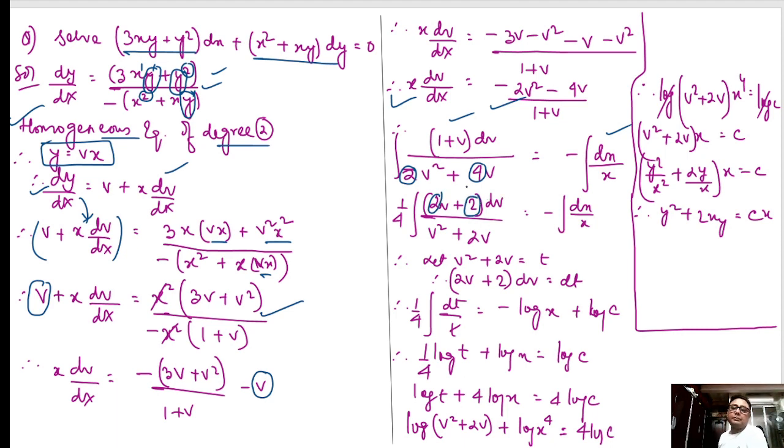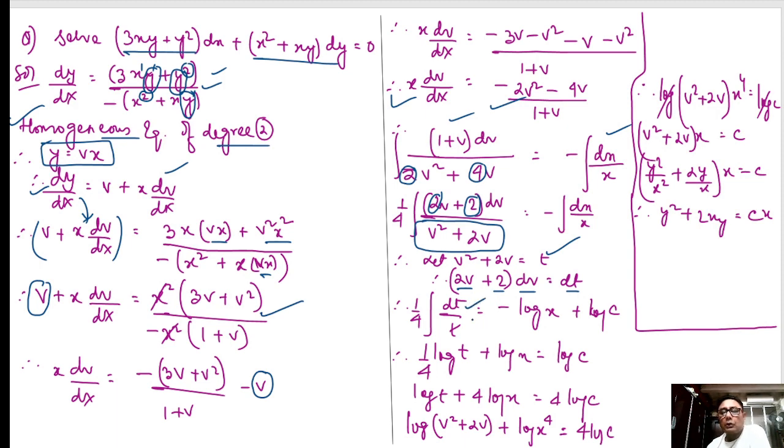This 2, first of all, a 2 comes from the denominator, and so it becomes half, and then we will take another half which becomes 1 by 4, and that 2 is adjusted at the numerator. And now we will take this lower part as t and differentiate it: 2v becomes 2, dv equals dt. So see, the upper part is becoming dt and the lower part is becoming t.